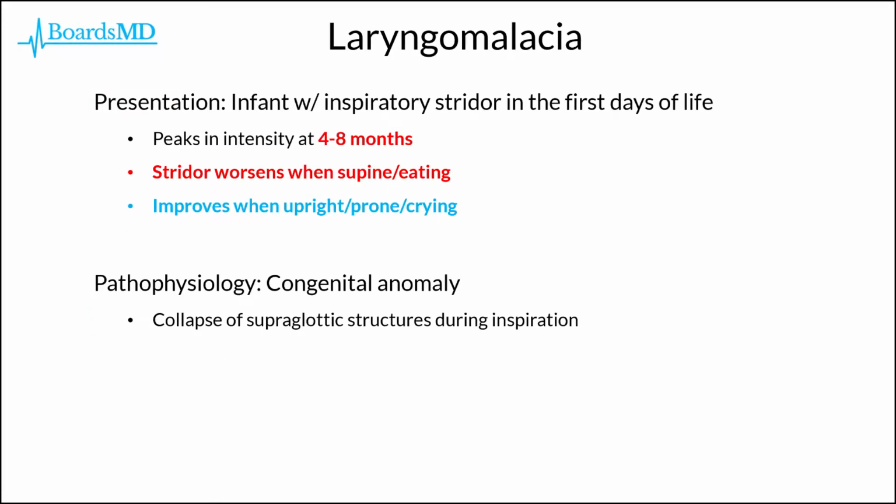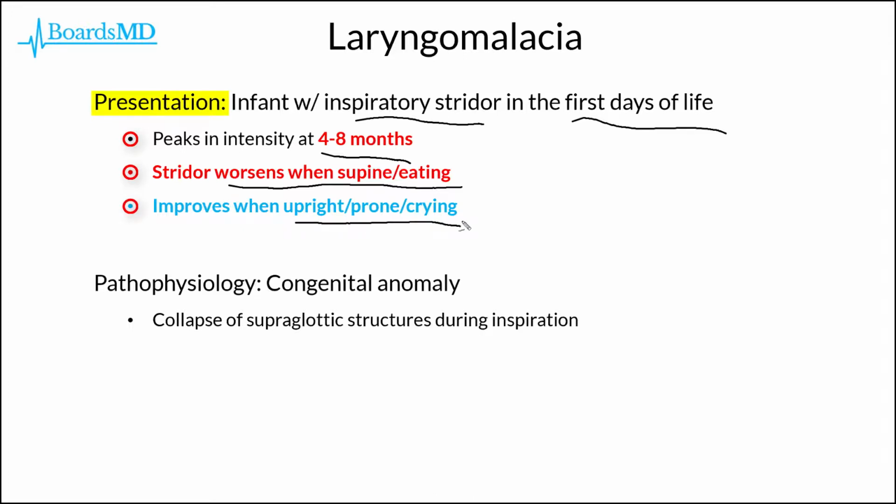Moving on to laryngomalacia, this is going to present as an infant with inspiratory stridor in the first days of life. And although this presents in the first days of life, the intensity of this is going to increase until its peak of intensity at 4 to 8 months of age. It also is absolutely essential to note that this stridor is going to worsen when the infant is supine or eating. However, the stridor is going to improve when the infant is upright, prone, or crying.